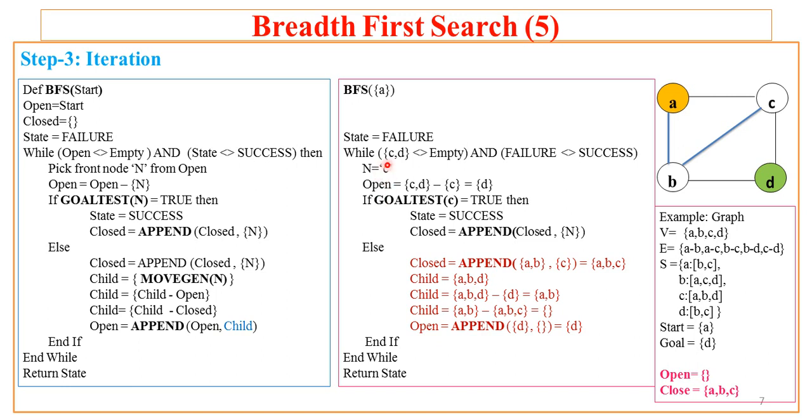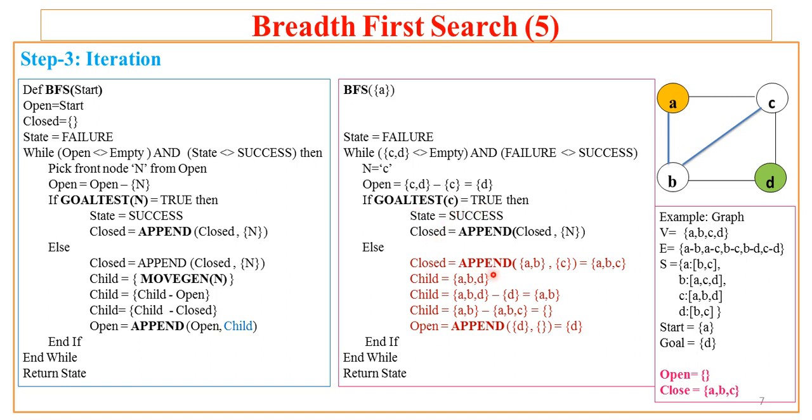It picks the front node from the open list, which is C, and it removes that from the open as we have already considered that node. And now in open there is only one node, that is D. With this C, it calls the goal test function. Goal test checks whether C is the goal or not. As our goal is D and C isn't a goal, it returns false. So this condition fails, it gets into the else part.